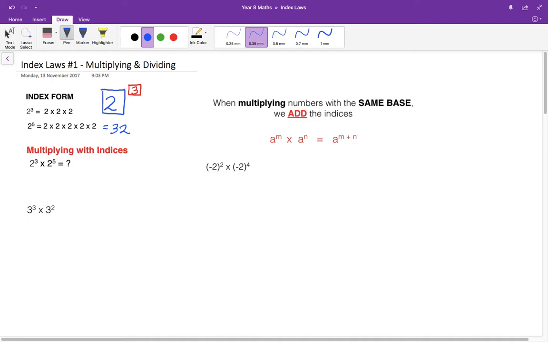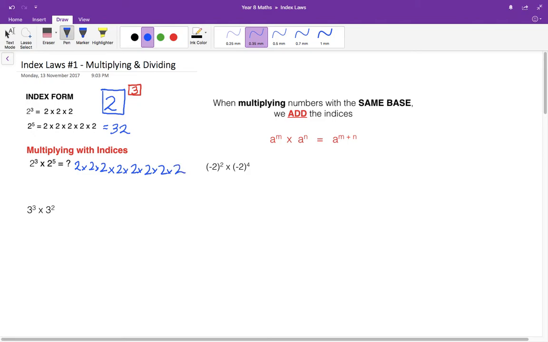So we're going to take a look at what happens when we want to multiply numbers that are in index form, so involving indices. So we've got a question here, 2 to the power of 3 multiplied by 2 to the power of 5. What is this equal to? So let's see if we can simplify this a bit. If we expand what we're seeing here, 2 to the power of 3 is the same as 2 times 2 times 2 multiplied by 2 to the power of 5. So that is 2 five times.